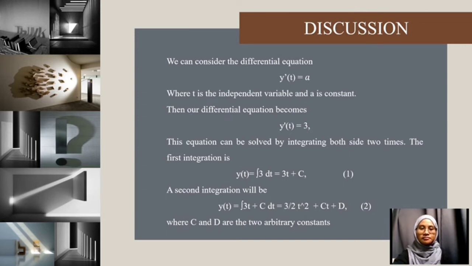This equation can be solved by integrating both sides two times. The first integration is y prime of t equal to the integral of 3 dt, equal to 3t plus c. The second integration is the integral of 3t plus c dt, equal to 3 over 2 t to the power of 2 plus ct plus d, where c and d are the two arbitrary constants. For equation 1, we can determine the velocity dy per dt of the motion based on the given t value, while equation 2 gives the value of position.